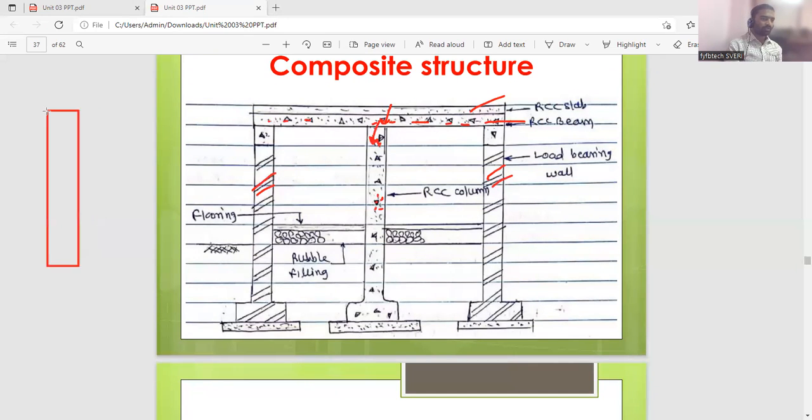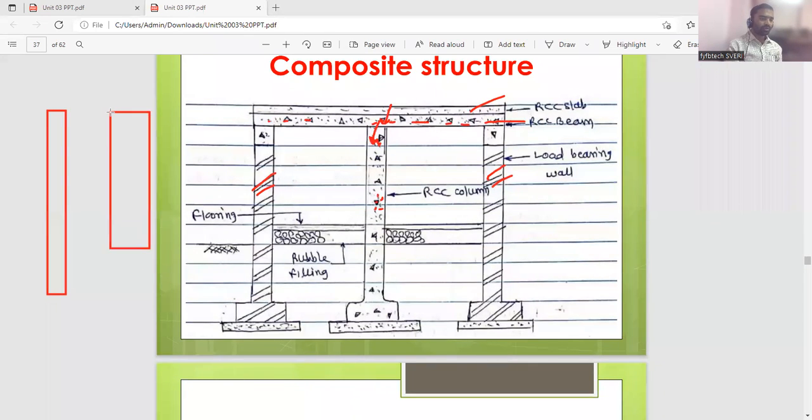This is a column, okay, this is also a column. Is it visible, whatever I am drawing? Yes. This type of hatching is called concrete. When the column is denoted like this, then this is called brick masonry.